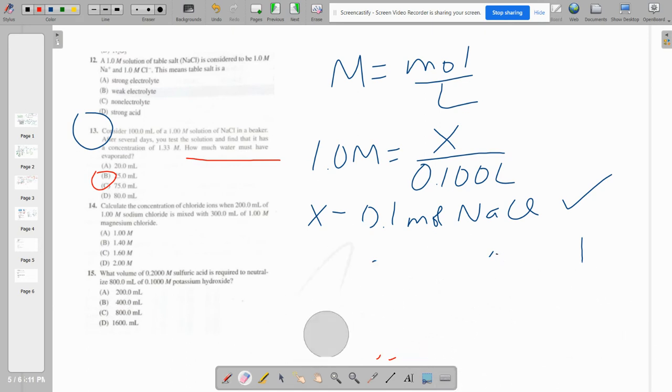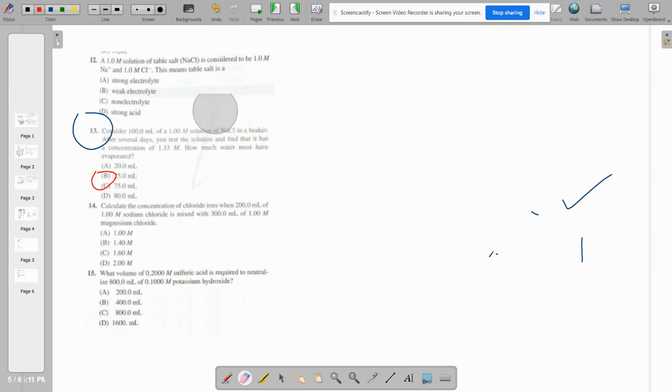All righty, moving right along. Number 14, really important question. It says calculate the concentration of chloride ions when 200 mL of 1 molar sodium chloride is mixed with 300 mL of 1 molar magnesium chloride.